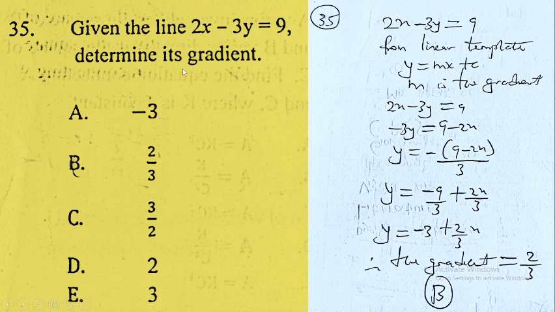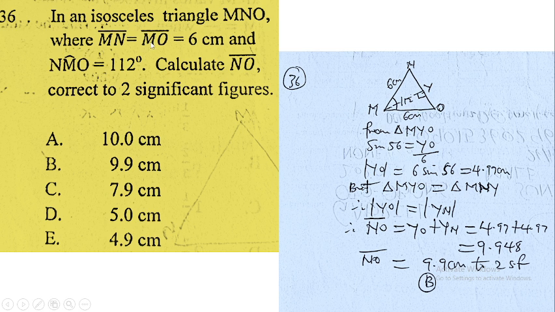So option B is the correct answer. 2 over 3 is the gradient of the straight line here. So question number 36 now is on triangle, isosceles triangle, and an isosceles triangle MNO.